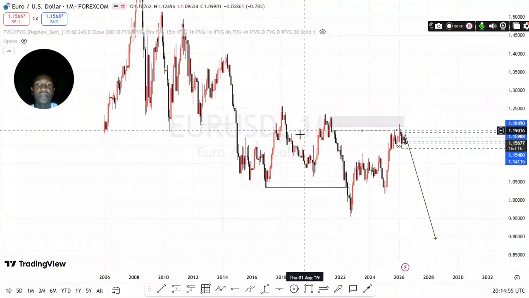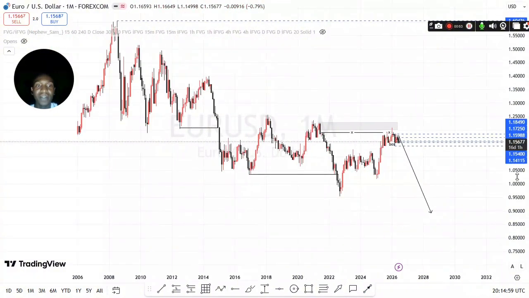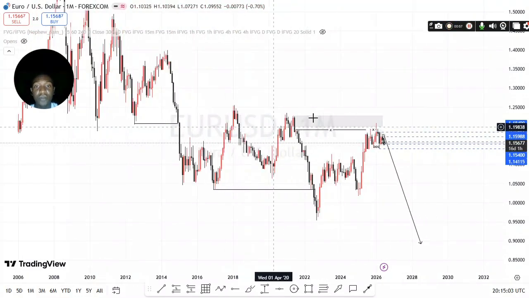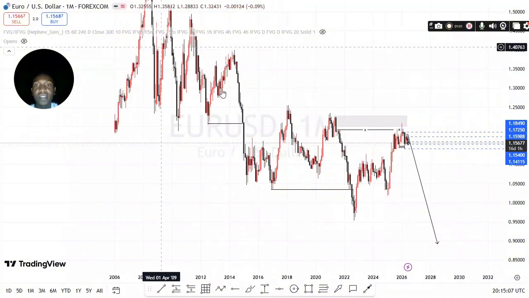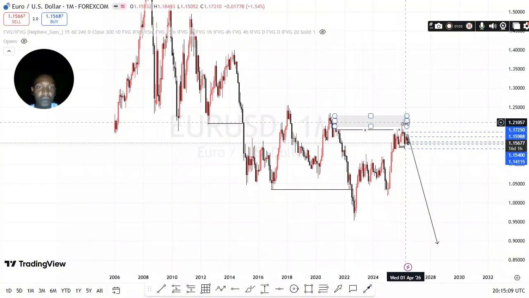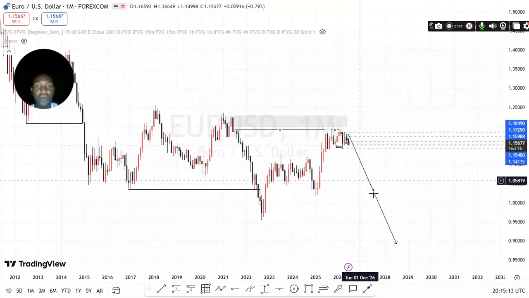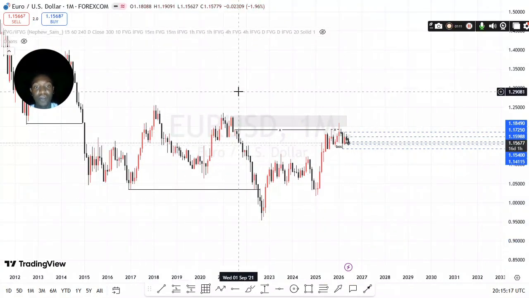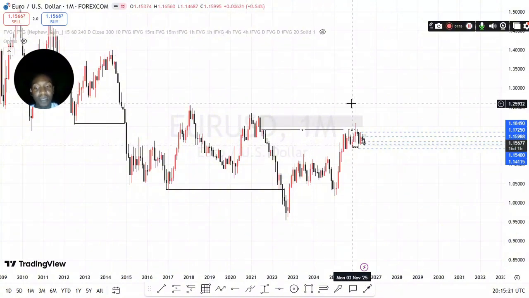The monthly time frame most times is a very, very strong time frame. That is why it has been respecting this structure. So we can see that the monthly time frame is bearish, first of all. That is what I just wanted us to get: the monthly time frame is bearish.